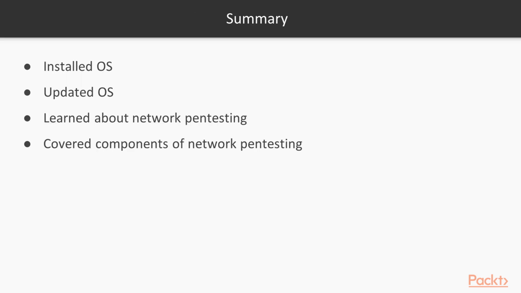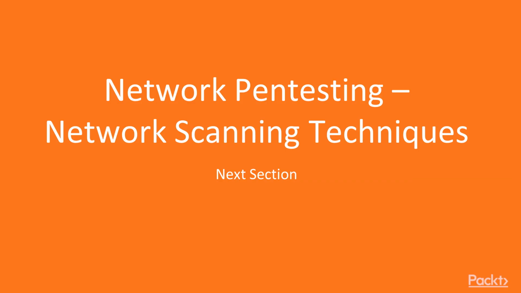If we talk about a section summary of what we have learned in this section: first of all, we learned about the installation of operating systems. Then we learned how we can update our operating system. Then we learned about network pen testing basics. And finally, we learned what components are available inside network pen testing. So this is all about this section, and I hope you have enjoyed it. In the next section, we are going to learn about network pen testing and network scanning techniques. Thank you.